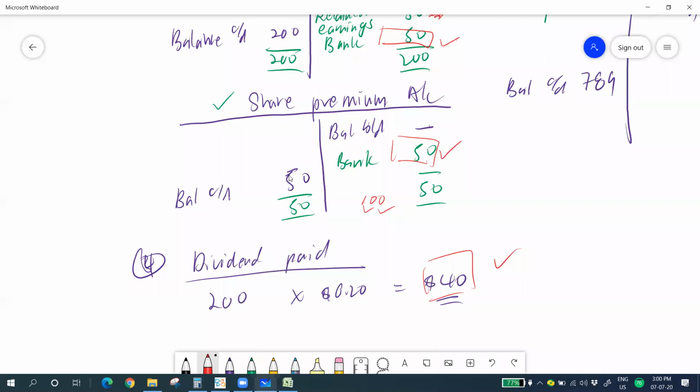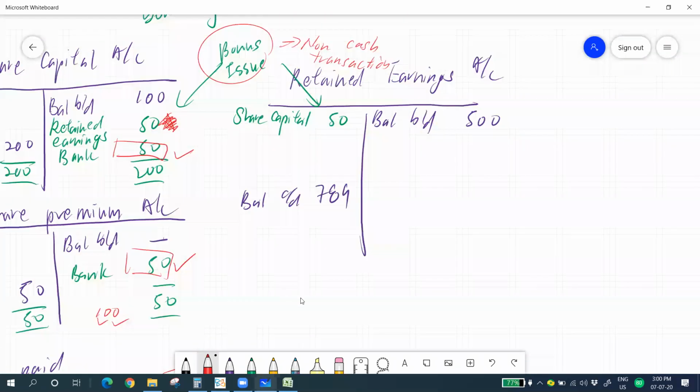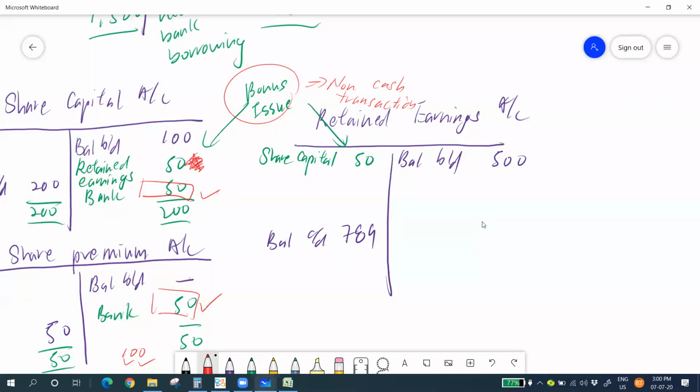Right, so let's complete our retained earnings as well. We know dividend payment will show as a debit entry because this will minus our retained earning 40. All right, so we have 879 here.